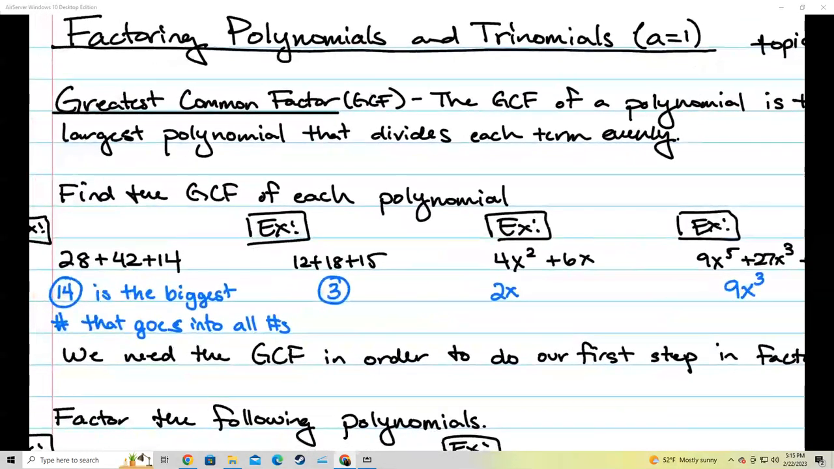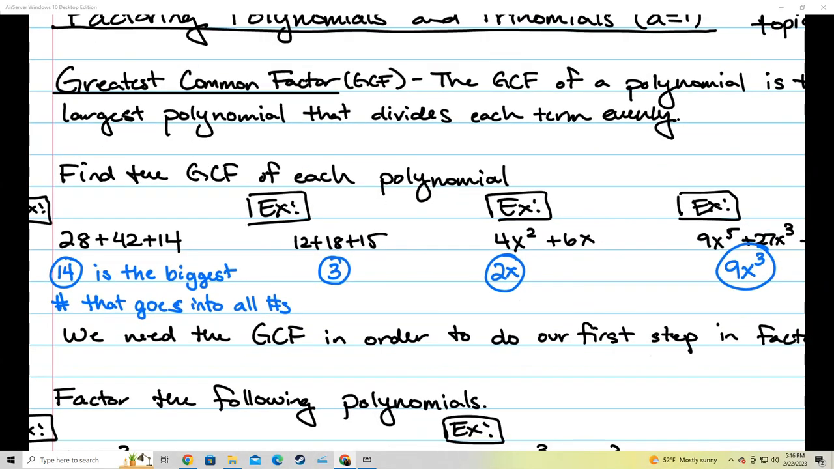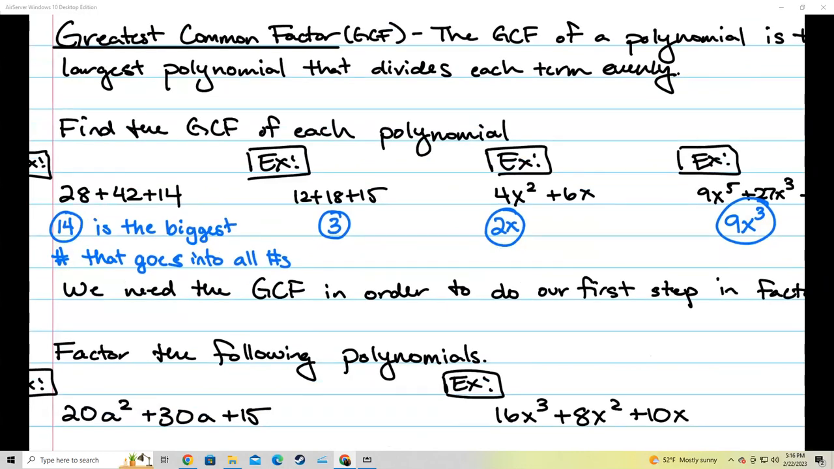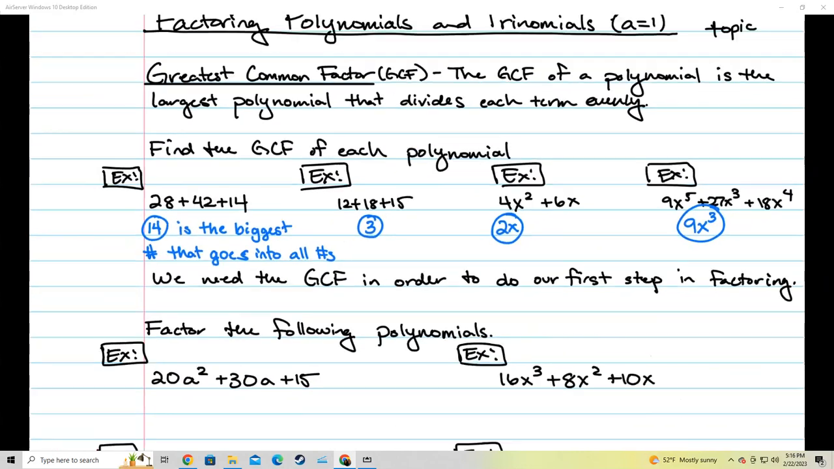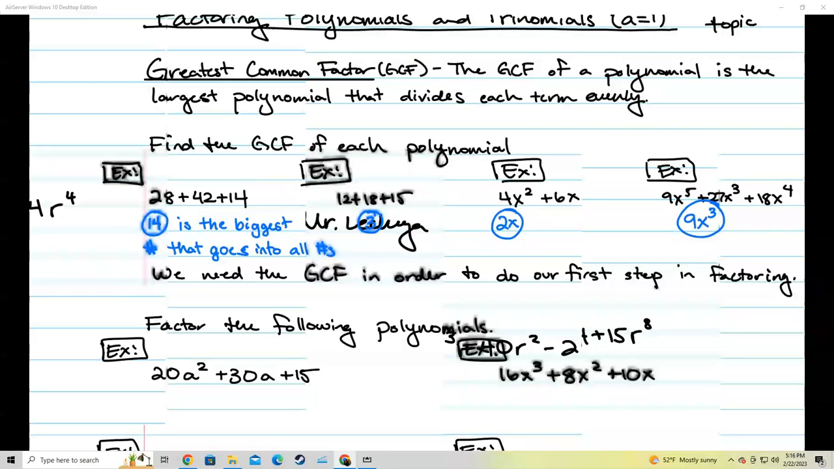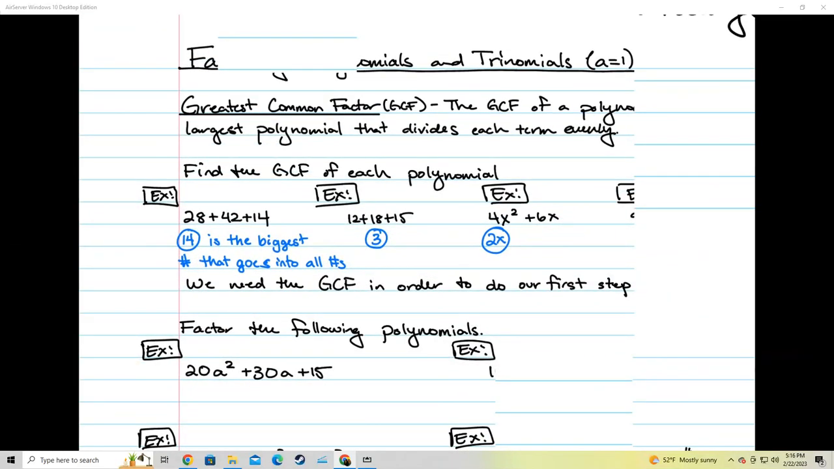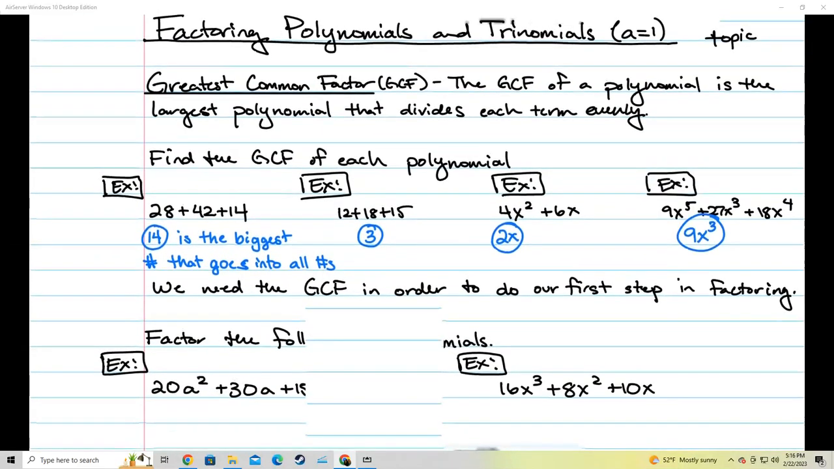The GCF of the first one was 14. The greatest common factor of my next one was 3. Next greatest common factor was 2x. And then the last greatest common factor was 9x cubed. All right. We need the GCF in order to do our first step in factoring. So this is always, always, always going to be your first step: find the GCF and factor that out.